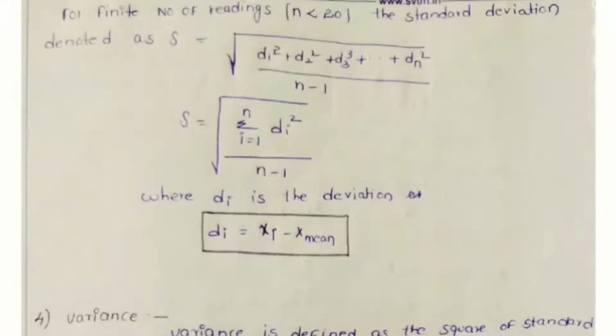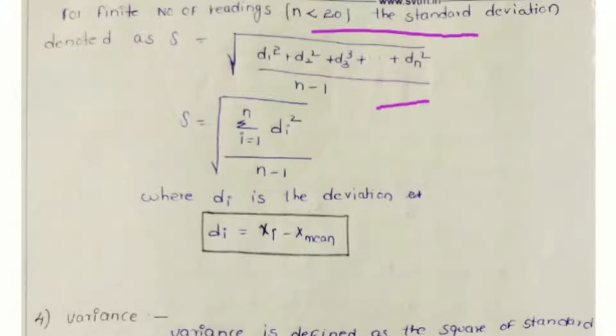If the number of readings is less than 20, the standard deviation can be calculated as the square root of d1 square plus d2 square and so on up to d20 square by n minus 1, where n minus 1 readings will be considered. If the readings are more than that, n minus 1 will be neglected.